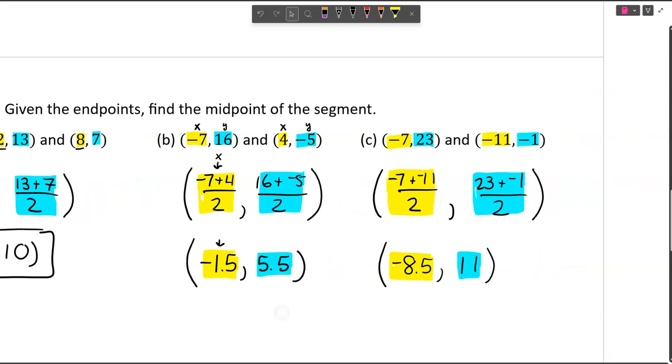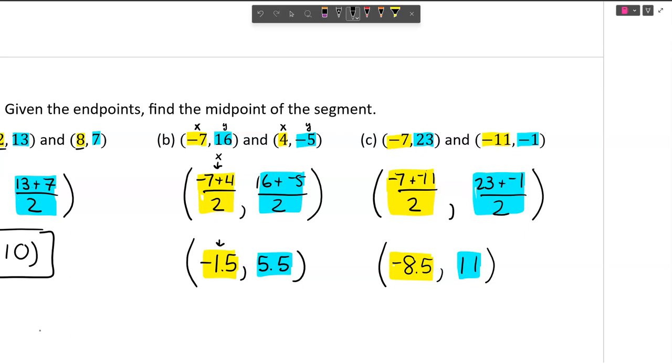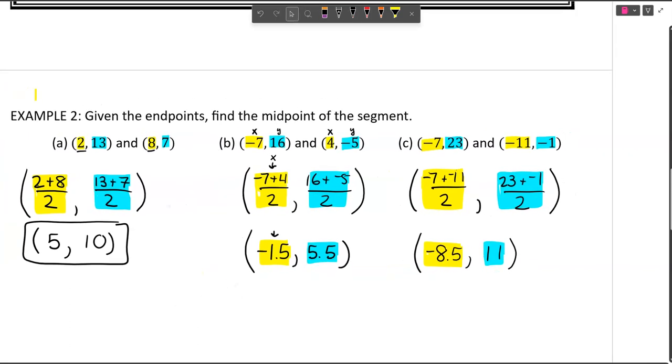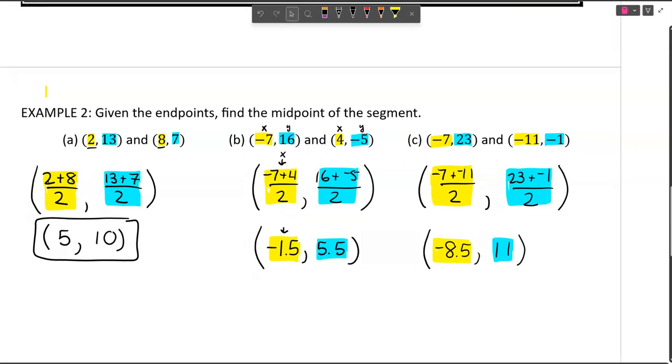We did the exact same thing here in C, just being careful with your negative signs here. -7 plus -11 divided by 2. Notice some of these are going to come out as decimals, and that's okay sometimes. That is totally fine if you come across that. So that's how we find the midpoint.